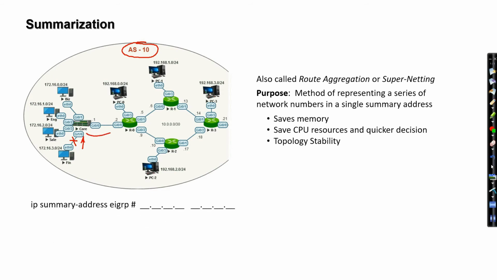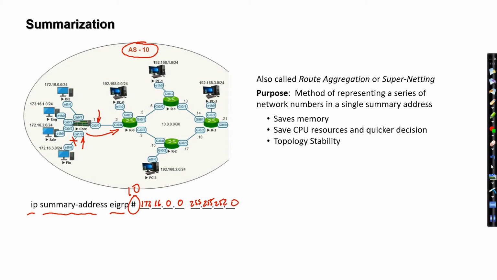Let's go over the command to initiate the route summarization. If we want the core switch to advertise a summary route to router 0, we'll go to the interface gigabit 0/0, then use the command IP summary address followed by EIGRP autonomous system number 10, then followed by the network ID of the summary address, then its mask. In this case, it would be 172.16.0.0 followed by 255.255.252.0.